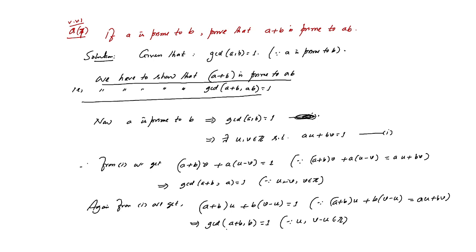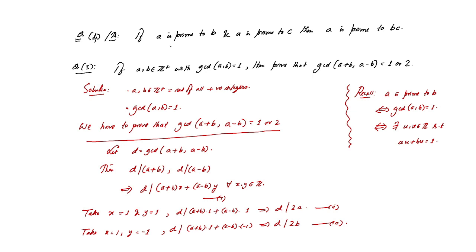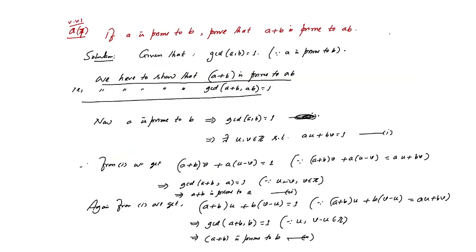So that means here A plus B is prime to B. So from here we can write A plus B is prime to A. And from here we can write A plus B is prime to B. So this is our 2 and this is our 3. Now what we will see in the theorem? Theorem: if A is prime to B and A is prime to C, then A is prime to BC. So by using this theorem, here A plus B is prime to A and A plus B is prime to B, that means A plus B is prime to AB.